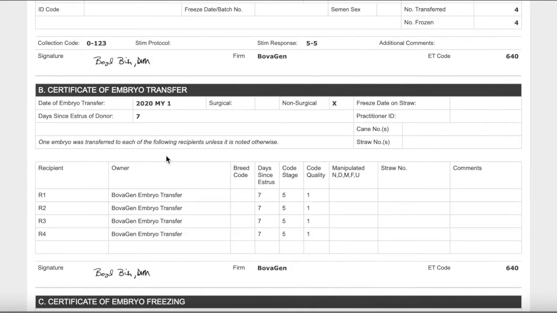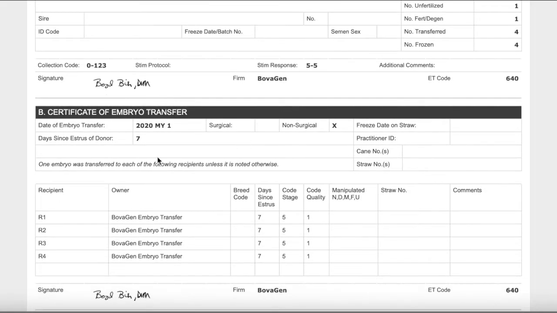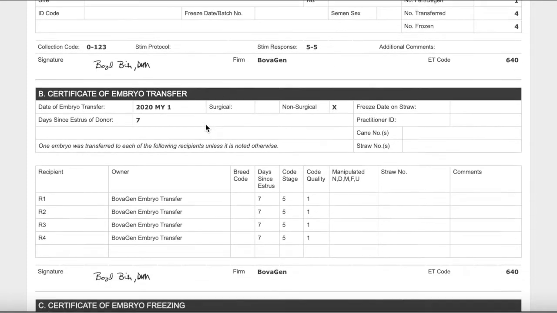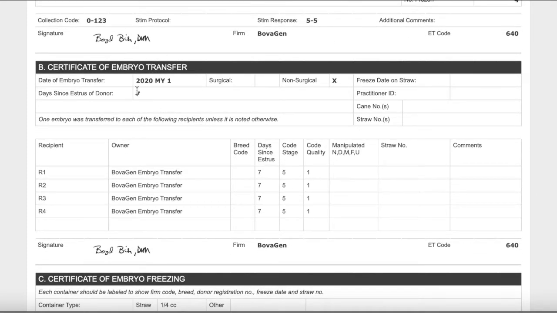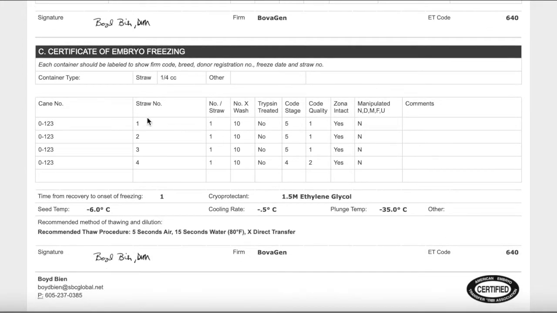So part B is a certificate of embryo transfer. In this case, it's the fresh transfer. But if you froze these, you would still get this A information, and then you will have this, but the date would obviously be different. So we collected these on May 1st of 2020 in this example, and we also transferred these 4. So here's your 4, here's your recip number, and then you've got your stage 5. They were all grade 1. This was non-surgical. If it was a frozen transfer, you would have a freeze date here on the straw. This would show up in a practitioner ID if available, and same with cane numbers and straw numbers. So pretty self-explanatory. Here is your freezing.